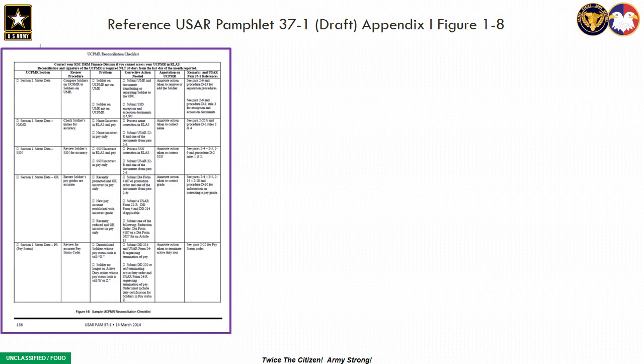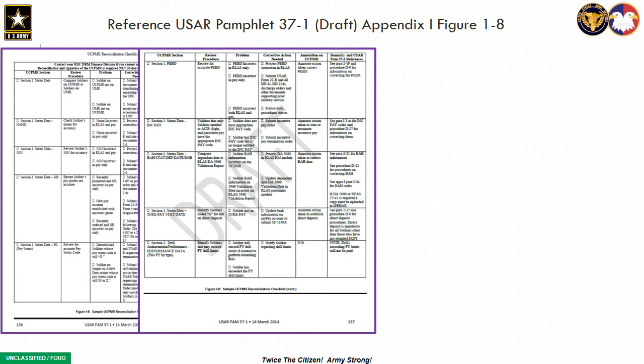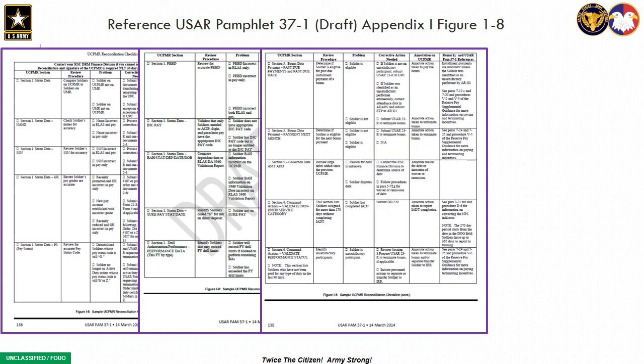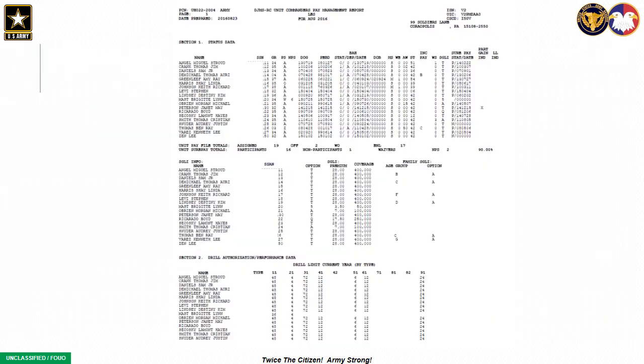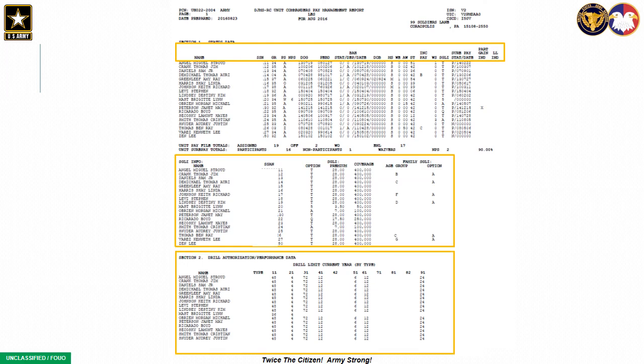This is the part that no one likes to do, but it does not take long if you are keeping your soldiers' pay accounts up to date. Let's use the UCPMR checklist at the end of Appendix I to reconcile your UCPMR. We will not cover every item on your UCPMR, just enough so that you get the hang of it.